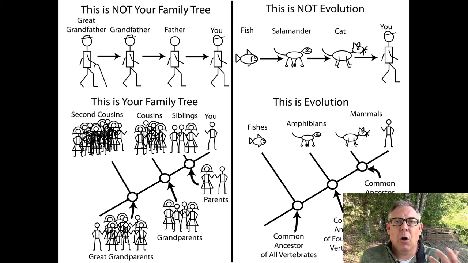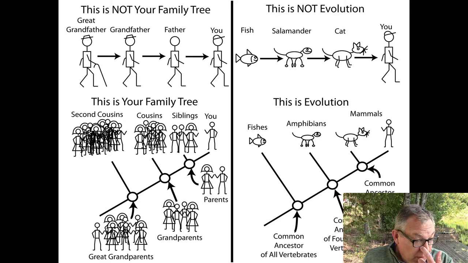But that's not how biologists talk about it. We don't say that we evolved from chimps. We have a common ancestor with chimps. And this idea of evolution is that all living things have a common ancestor if you go back far enough. So let's take a look at this here.